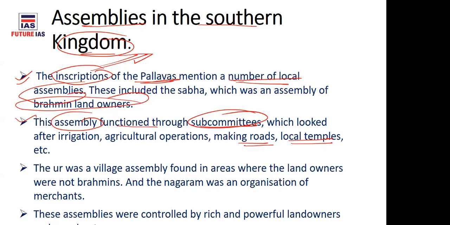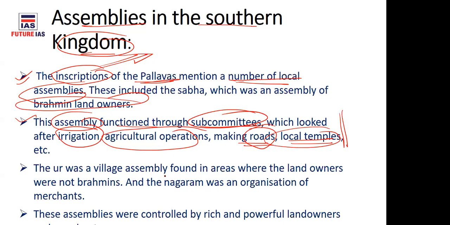So you must understand, just like the Lok Sabha and the Rajya Sabha we have in the modern state, there was an assembly. The assembly functioned through subcommittees. These small subcommittees would be looking after various subjects. These subjects are related to irrigation, agricultural operations, making roads, local temples and so on. All right. And based on the assistance of such committees, the assembly used to function.